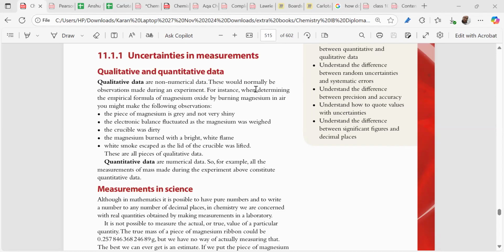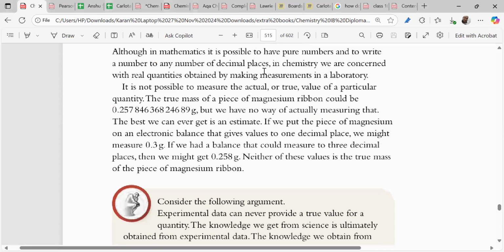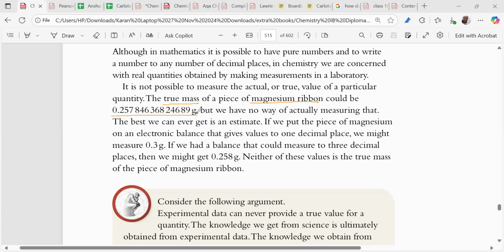That's a very good example over here. If we take a magnesium ribbon, the actual mass, the true mass of the magnesium ribbon, suppose is exactly this mass, 0.25846 or 0.246 and so on.